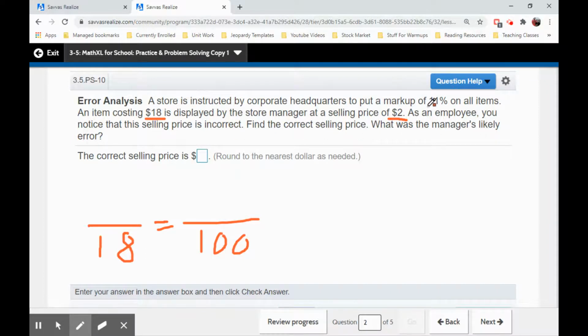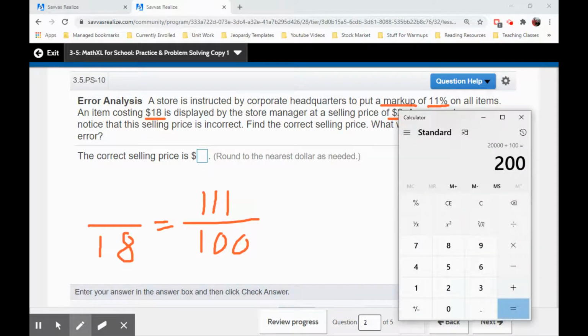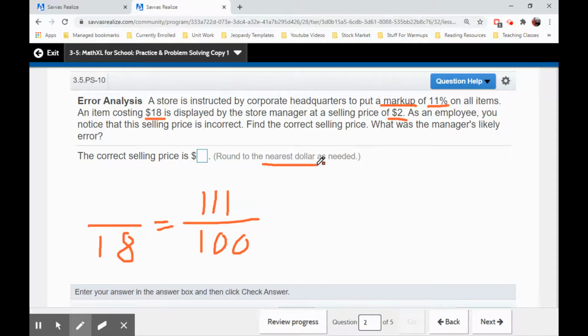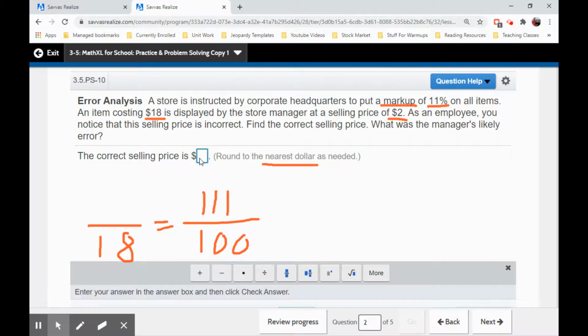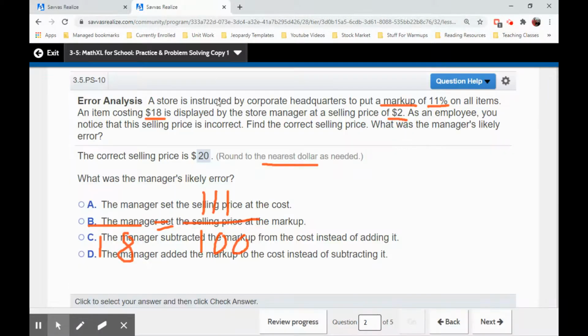Okay, so if it's a markup of 11%, we know that we have to go up 11% from 100. So we start at 100, we add 11 to it, and we get 111. So then we have to cross multiply and divide here to figure out what the new cost was. So we get $19.98, but notice, round to the nearest dollar. Okay, so we have $19.99. I'm going to round that up to $20. So that should be the correct sale price.